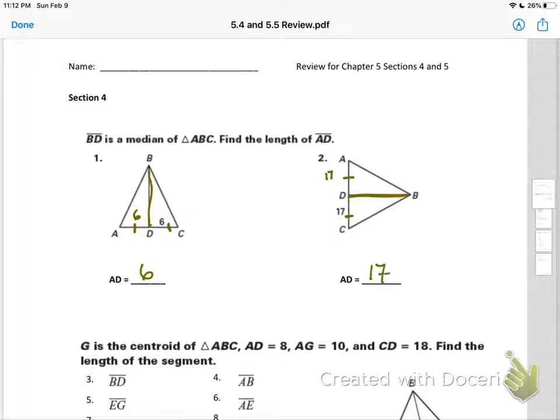Okay, here again, this was a simple one, but if they had asked you slightly differently, if, for example, instead they said, what is AC? AC, you would double that, so it's 17 plus 17, so that would be 34. So be careful what they're asking you. Always illustrate before you go and answer the question. So let's go to the next page.